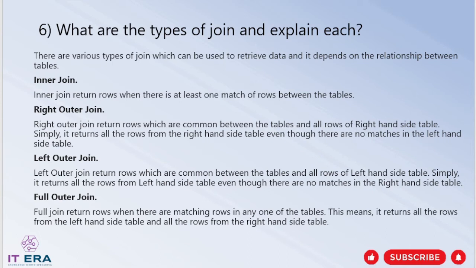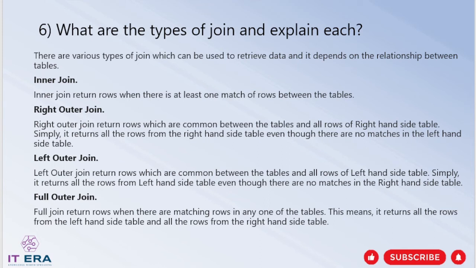Simply, it returns all rows from the right hand side table even though there are no matches in the left hand side table. And same for the left outer join. Left outer join returns rows which are common between the tables and all rows of the left hand side table. Simply, it returns all rows from the left hand side table even though there are no matches in the right hand side table. Move to the next, full outer join.